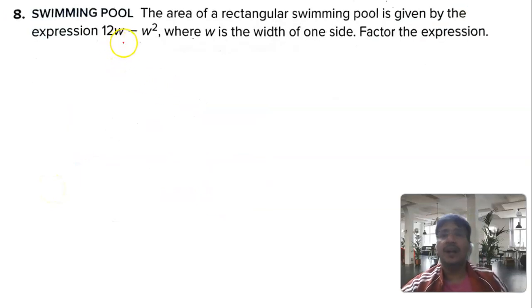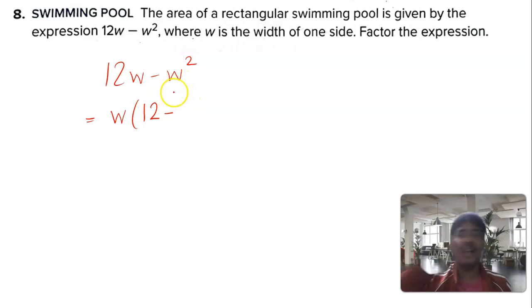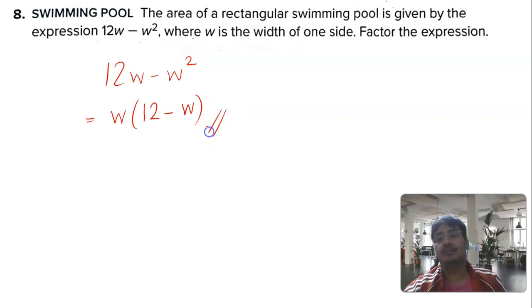Next, again, there is a word problem, and we need to factorize it. The area of a rectangular swimming pool is given by this. Factorize it. So 12w minus w square. Clearly I can take w common out. I will get 12 from the first term, and for the second term 1w is out, so 1w remains inside. That's it, finish, easy peasy.